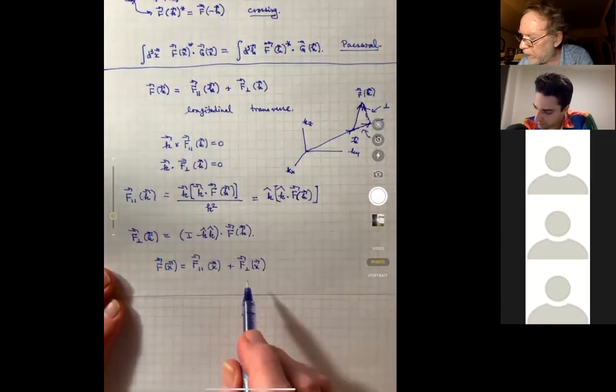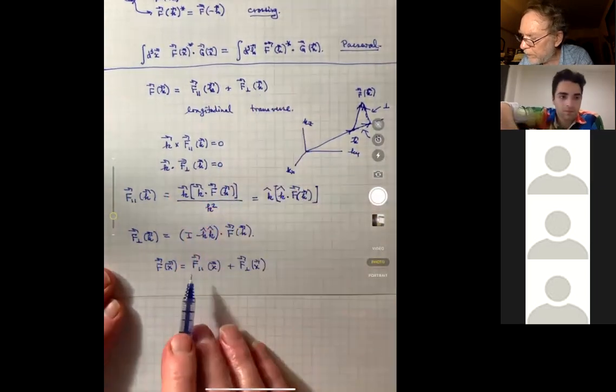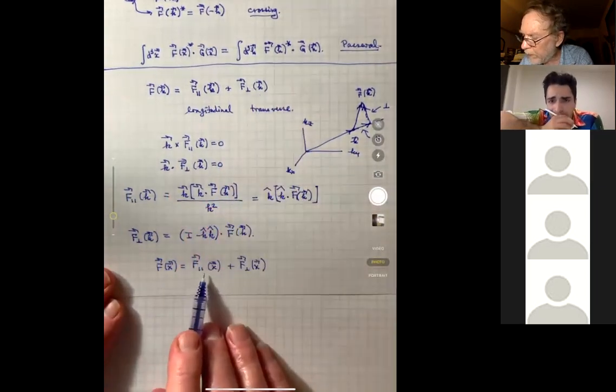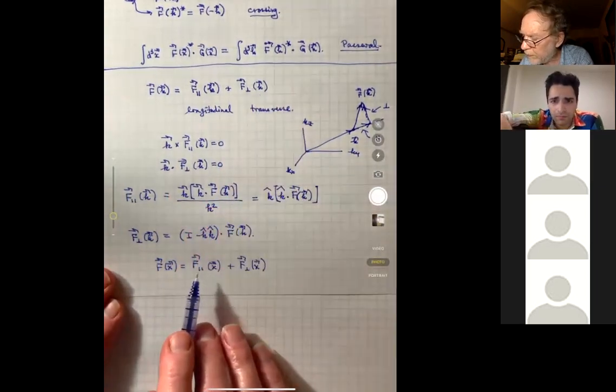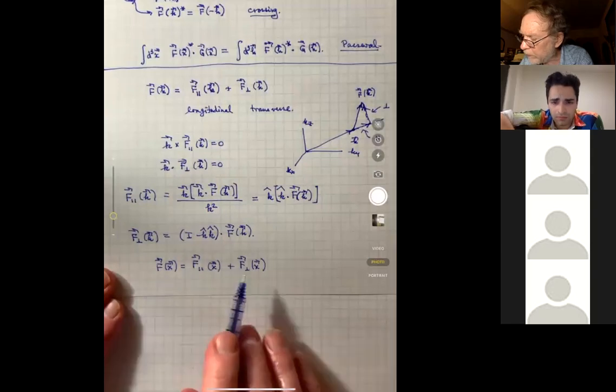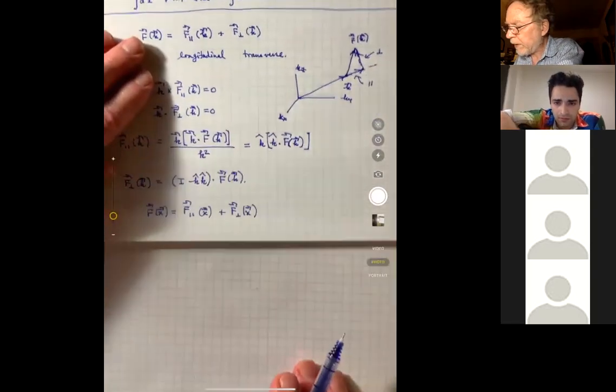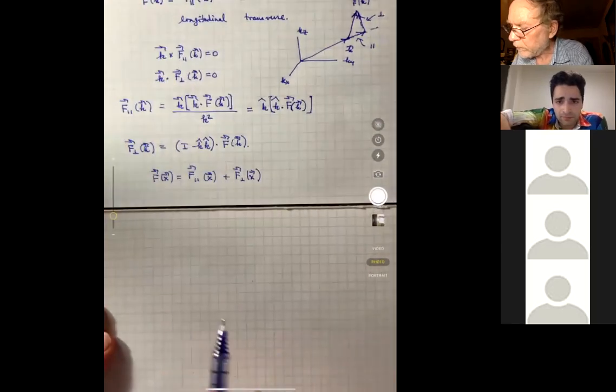And I do something similar for the perpendicular part, or the transverse part. Of course, if I have the longitudinal part determined, then all I have to do is subtract that from the total field, and I get the transverse part. Anyway, that's what it means in x space.